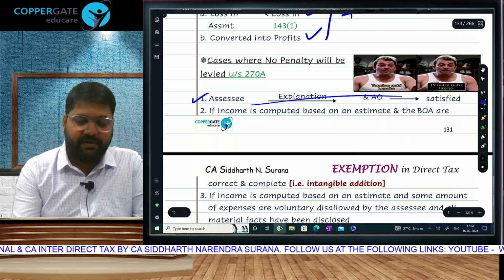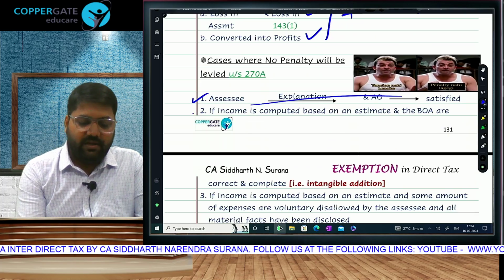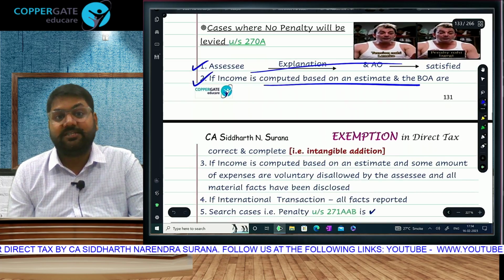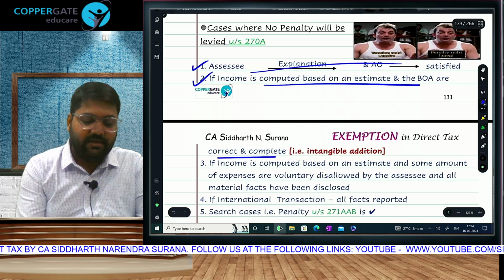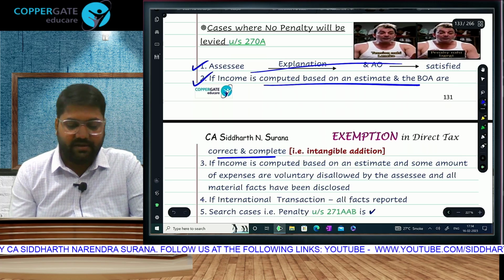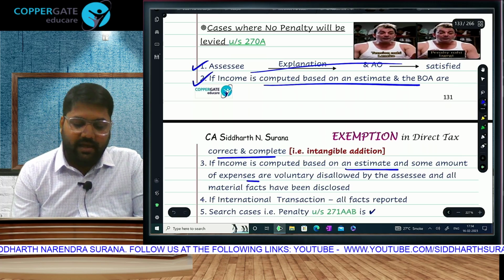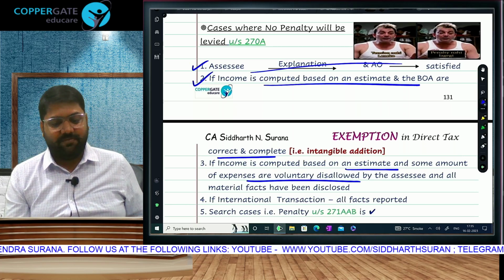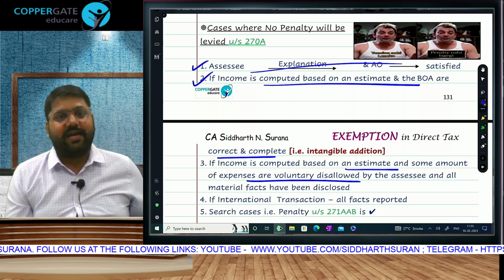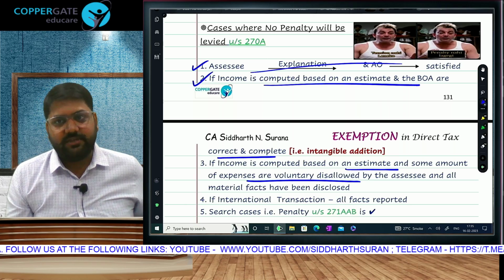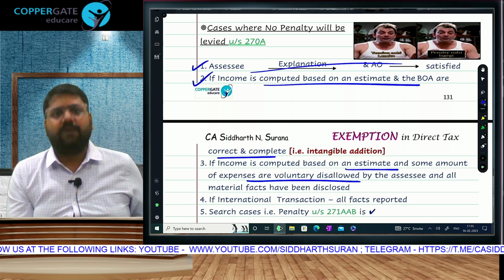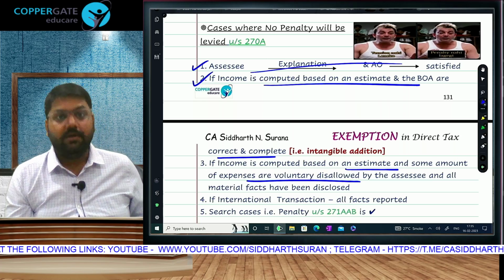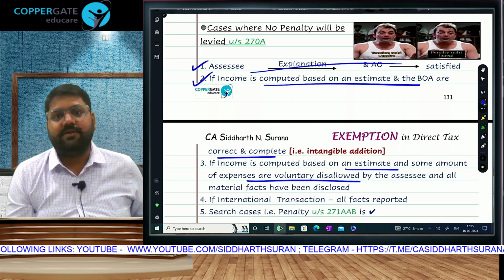If the assessee gives an explanation and the AO is satisfied, if the income is computed on the basis of an estimate, an intangible addition, and their books of accounts are correct and complete, meaning an estimated amount, and the assessee has also voluntarily disallowed some amount. The assessee has said that out of 10 lakh expense, 2 lakh is personal. The AO says, no, 3 lakh is personal, I will disallow 1 lakh more. Estimated 1 lakh more, no problem. Increase the income, increase the tax, but there will be no penalty.